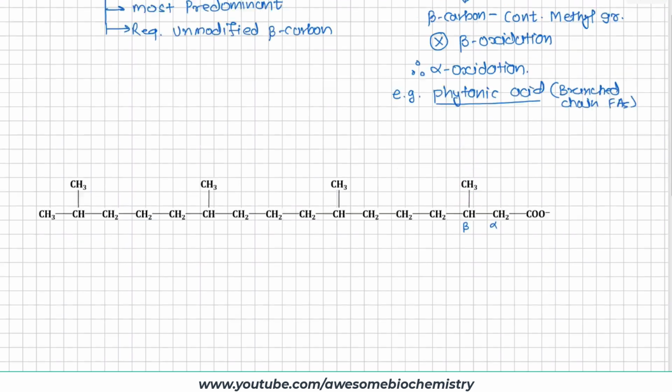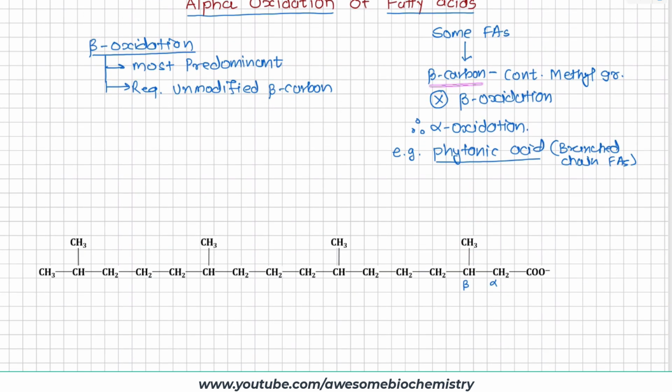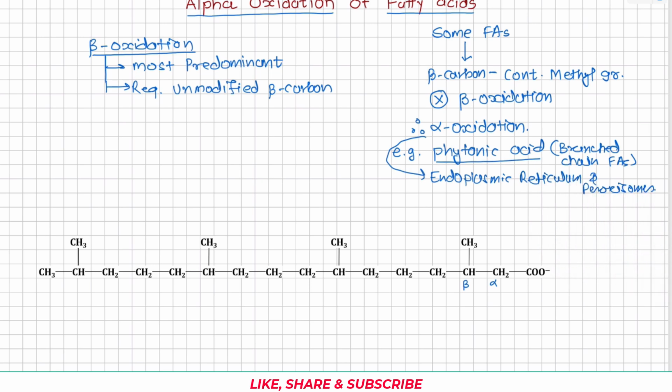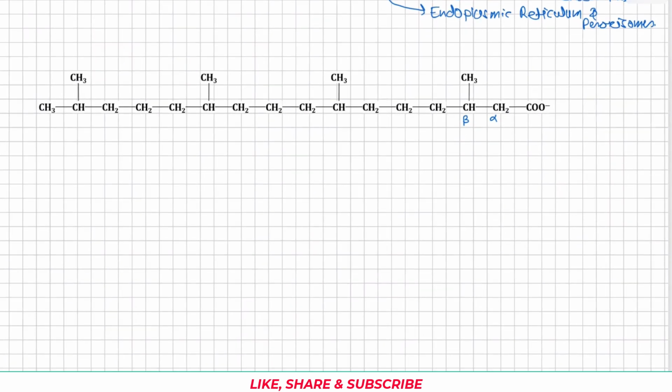So as I stated earlier, as the beta carbon is modified with this methyl group, this cannot undergo beta oxidation. So this phytanic acid must utilize an alternative oxidation pathway, and that is alpha oxidation. And one important point, where does this alpha oxidation happen? It occurs in the endoplasmic reticulum and peroxisomes. This is in contrast to beta oxidation, which occurs in mitochondria. Now let's see how alpha oxidation occurs step by step. So let's focus on this alpha carbon and terminal carbon.